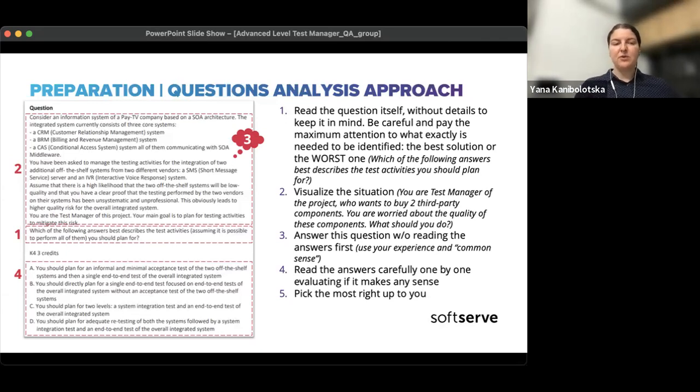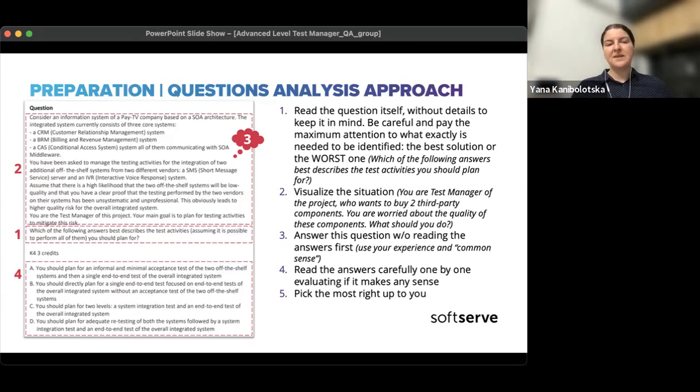Assuming it is possible to perform all of them. So this is the question. And you need to really pay attention to the question, because sometimes they use these tricks, and while you read all of it, you can forget that they were asking, for example, for the best scenario, or they were asking for the worst scenario. So you should pay maximum attention to this first section, to the question itself.